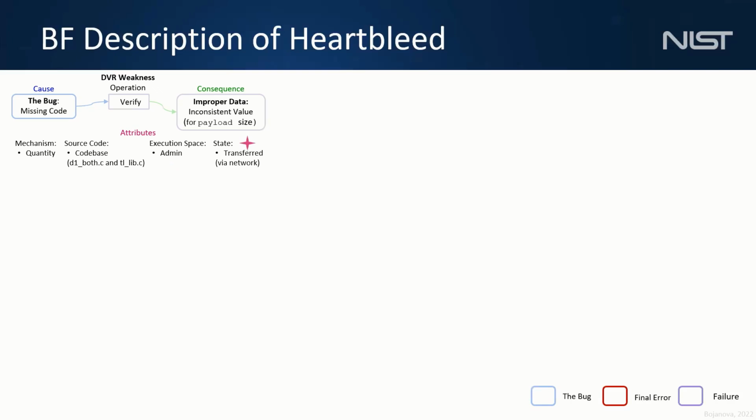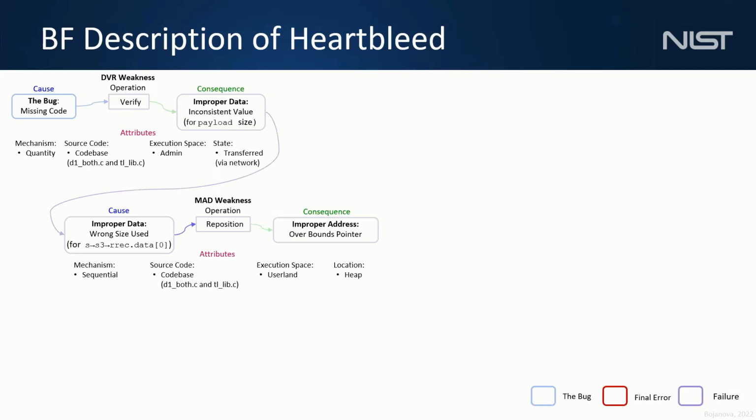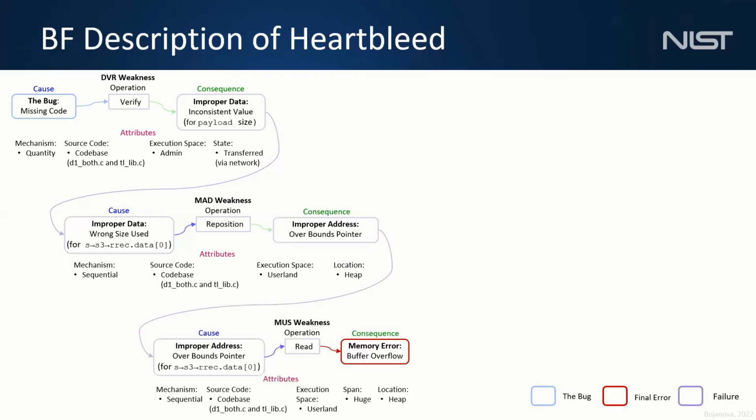Next is the MET weakness. Wrong size used at reposition leads to an overbounds pointer. The mechanism attribute here shows how the reposition is done. Last in this chain is the MAS weakness, which results in buffer overflow.